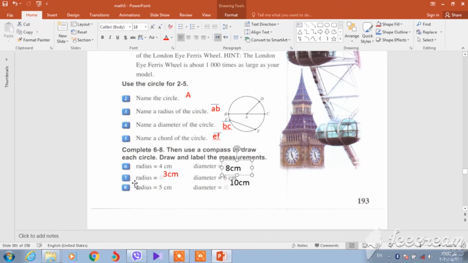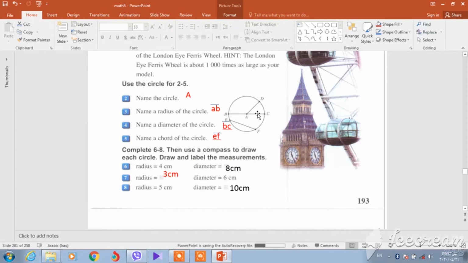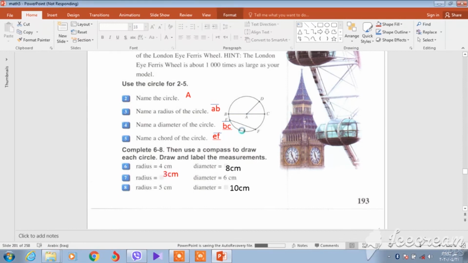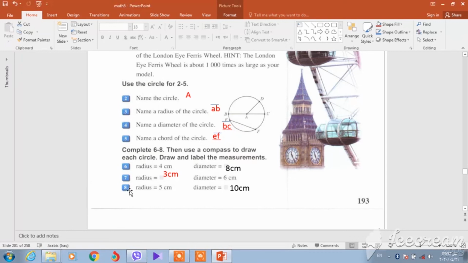If we look at question 7, it says if we have a diameter of 6 centimeters, what about the radius? For example, in this circle we have diameter BC equal to 6 centimeters. What about the radius? The radius equals 3, because 6 divided by 2 equals 3. And number 8, we have a radius equal to 5 centimeters. What about the diameter? It means 2 times 5, or 5 plus 5, equals 10 centimeters, students.